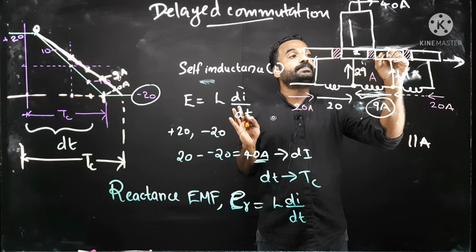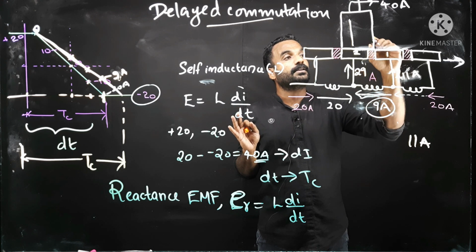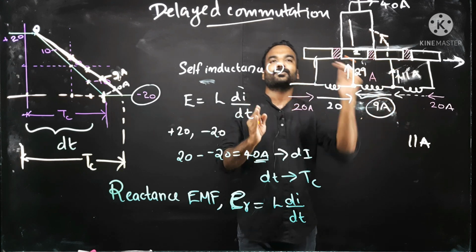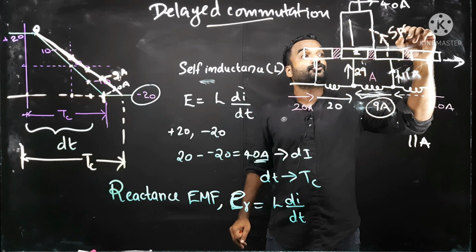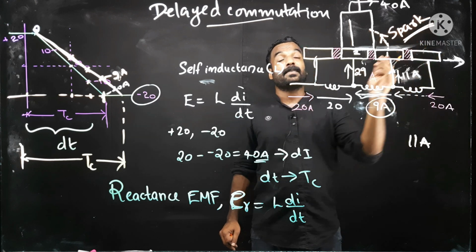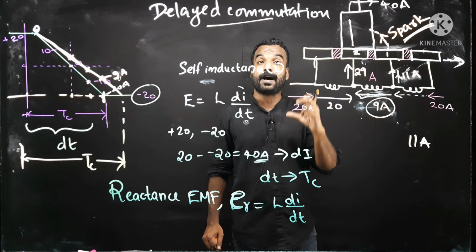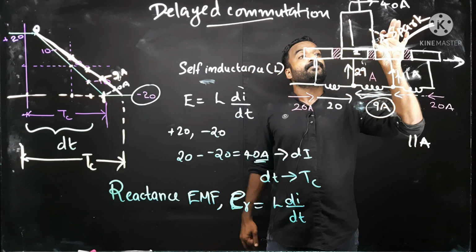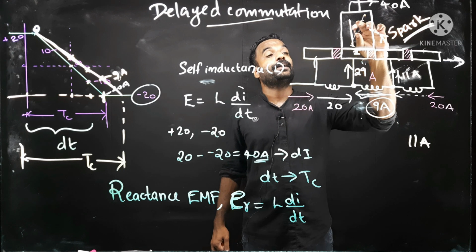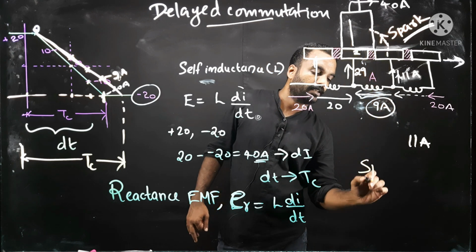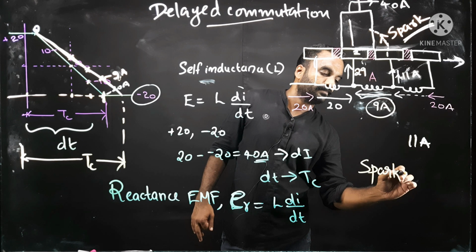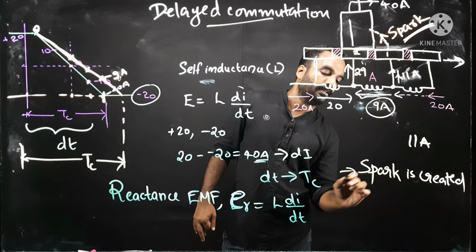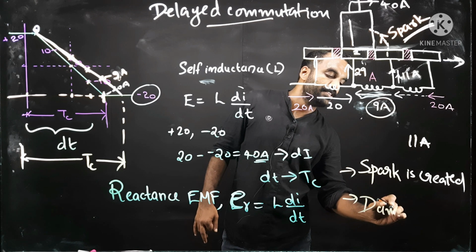No. It will try to jump from this commutator segment to the brush through the air. How can current jump through the air? That is known as spark. It will create a high temperature ionized path, and some spark happens due to the ionization, and this spark will create some damage to the brush. So spark will be created, and this spark will damage our brush.